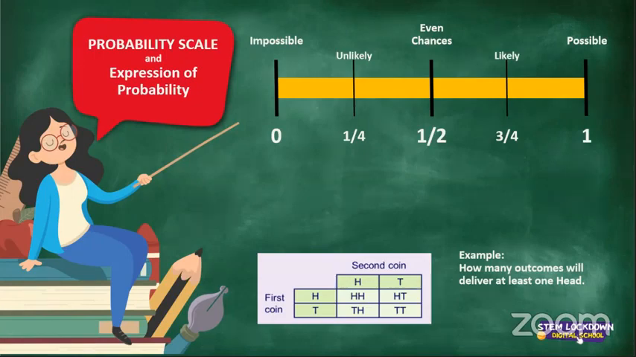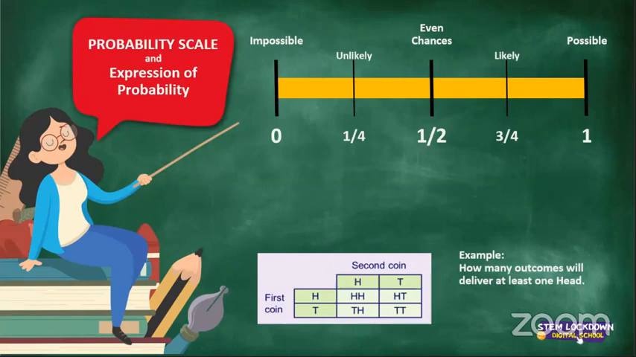So we've got one coin that can either have a head or a tail, and then coin 2 can also have either a head or a tail. Now together we can have a head-head, or we can have a head-tail, or a tail-head and a tail-tail. So let's see quickly how many outcomes will deliver at least one head.